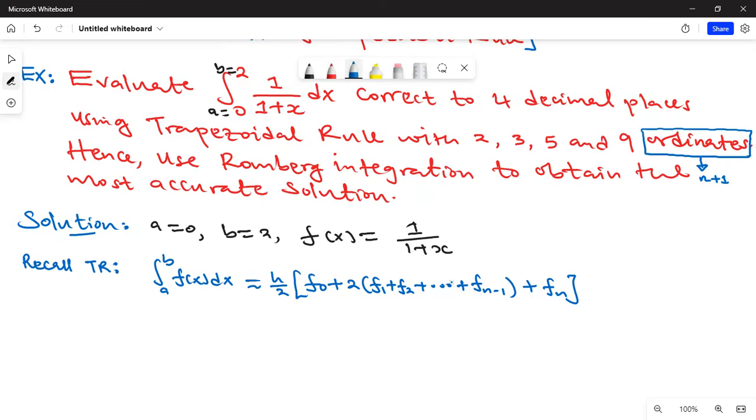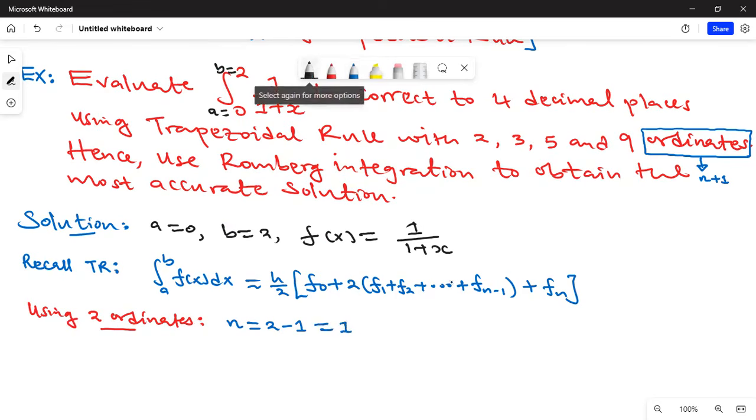Now, let's start with the 2 ordinates. Then we go to 3 ordinates, then 5 ordinates, and then lastly, 9 ordinates. So you write here, using 2 ordinates. 2 ordinates simply means that our n is equal to 2 minus 1, because the number of subdivisions must be 1 less than the number of ordinates. So in this case, our n is 1.